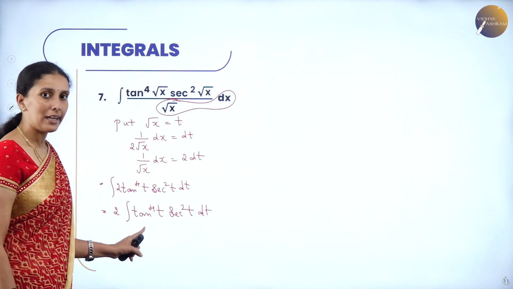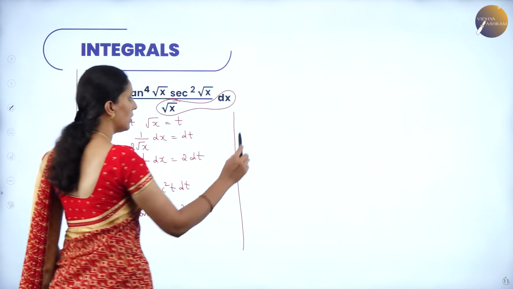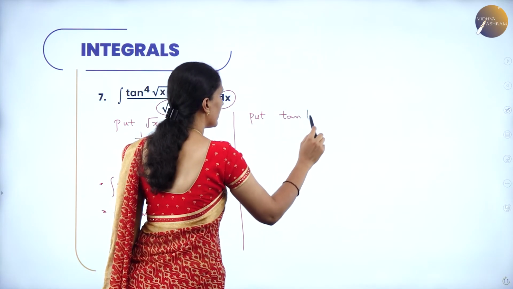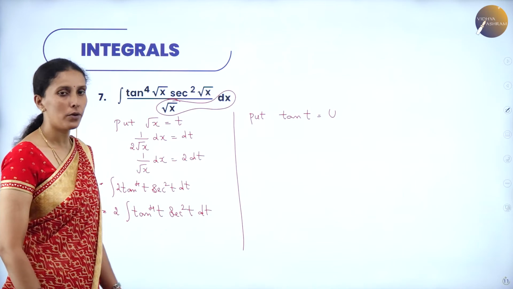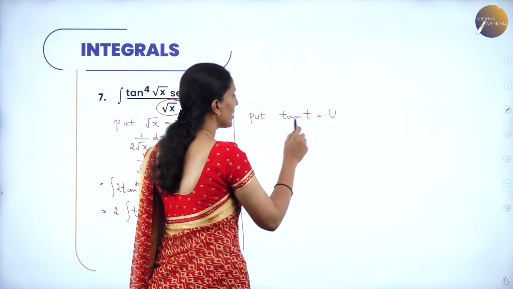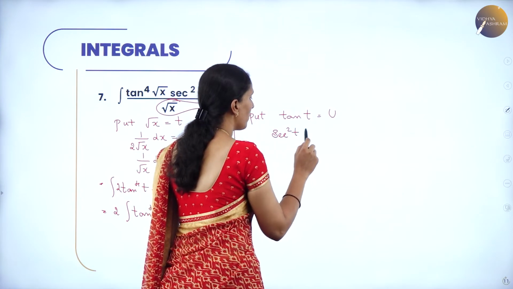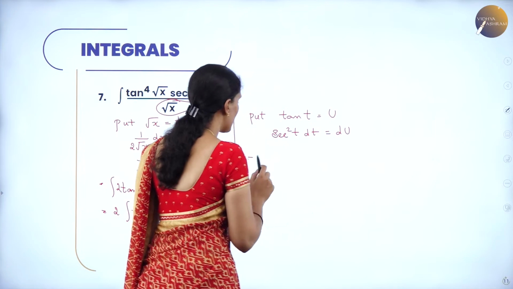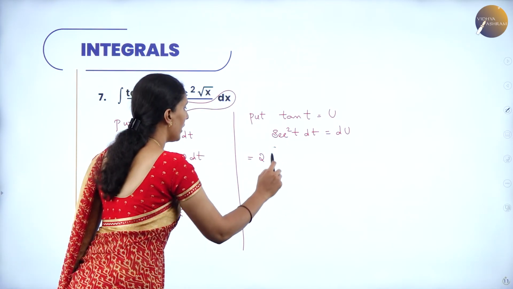Next, after this, I'll take one more parameter here. So here what I will do, put tan t is equal to some u. Another parameter, put tan t is equal to some u. Then what happens? What is derivative of tan? It is secant square. So secant square t dt is equal to du. Again replace back. So you can take 2 outside, integral.